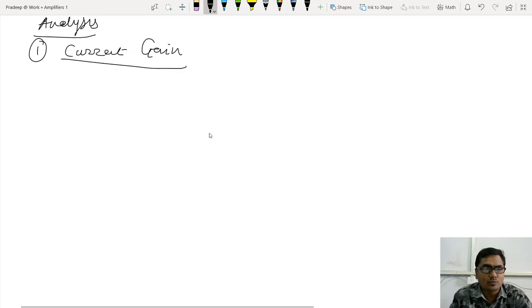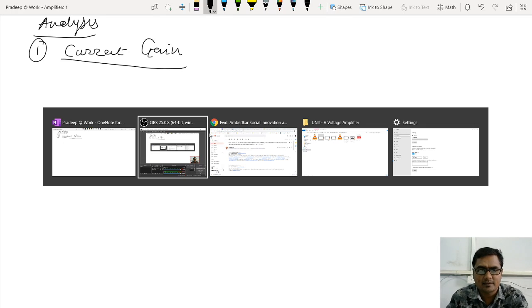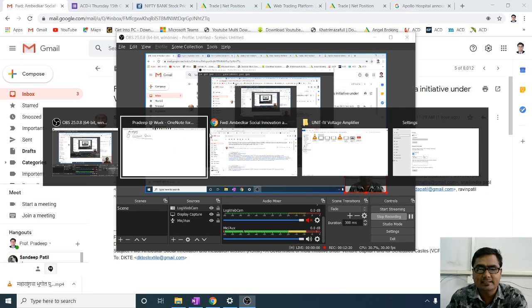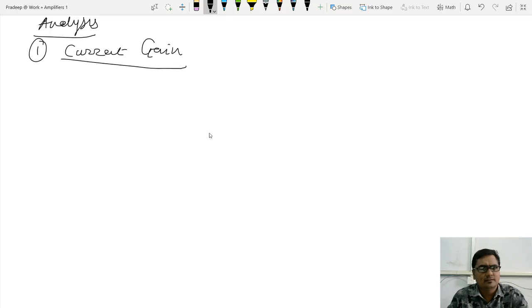So let us start with what is gain. Basically, gain means output divided by input. Yes, it is well known. So what is current gain? It is obvious that current gain is output current divided by input current. By the definition, current gain is equal to, I am writing AI. I stands for current, A stands for gain. So AI is the current gain.